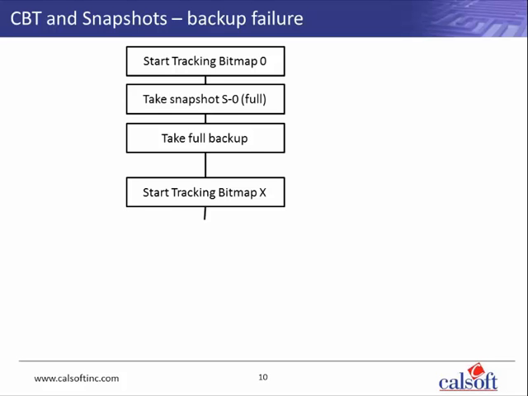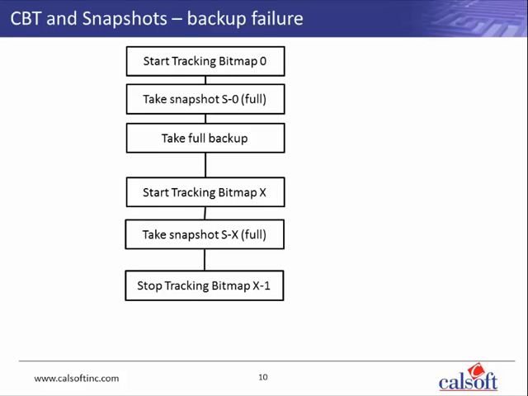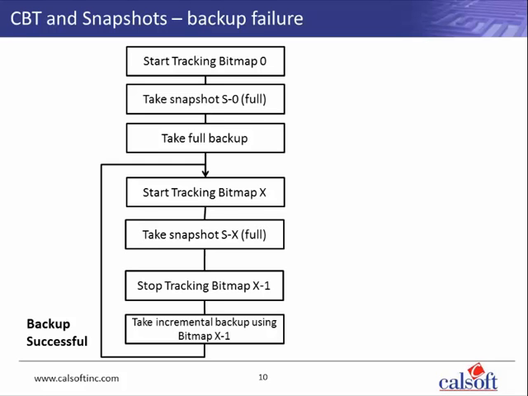At the next backup cycle, we start a second instance of tracking. We take another snapshot of the storage object. Also, we stop tracking the previous instance. Using the previous tracking instance, we can take an incremental backup. In case of a successful backup, the iteration looks something like this.